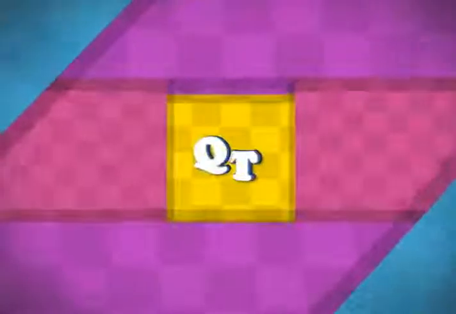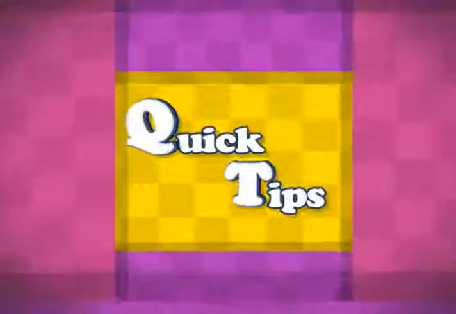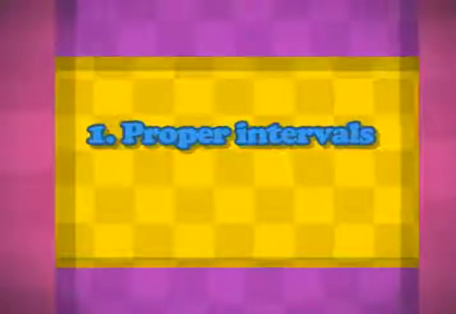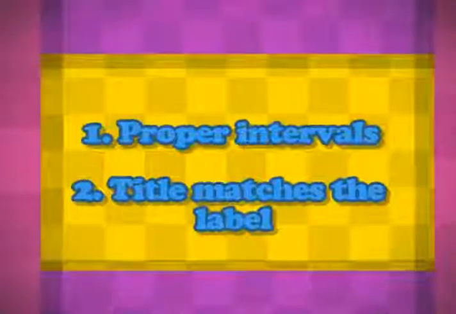Okay, there are 2 quick tips for the bar graph. Quick tip number 1, proper intervals. Remember to read the proper intervals first. Second quick tip is making sure that the title matches the label.